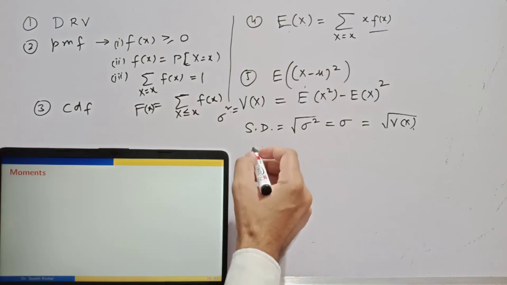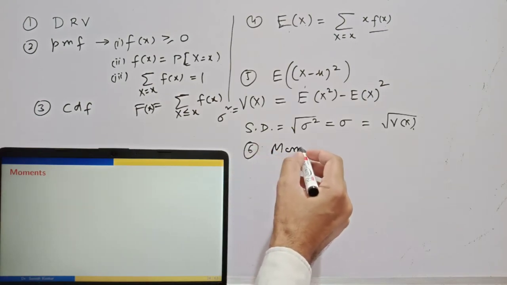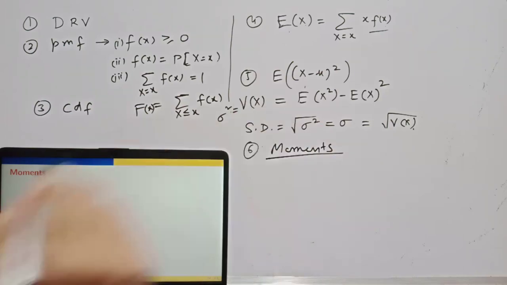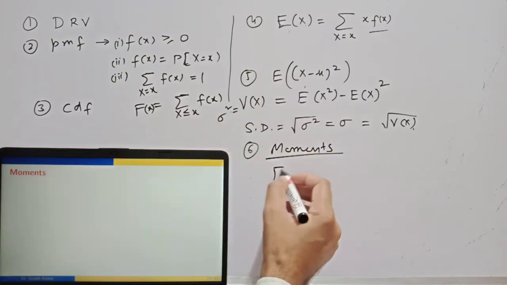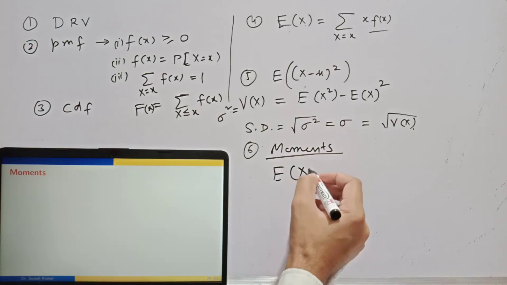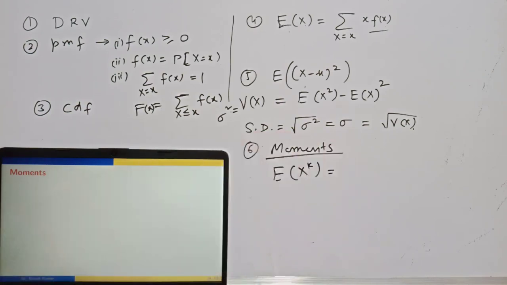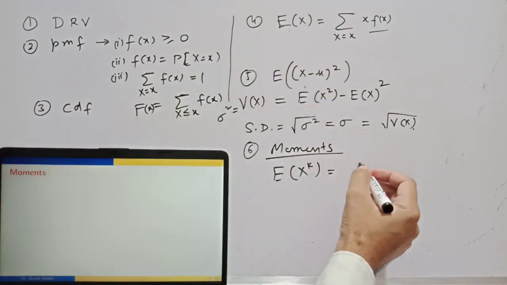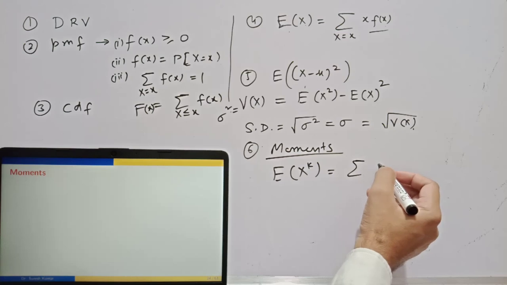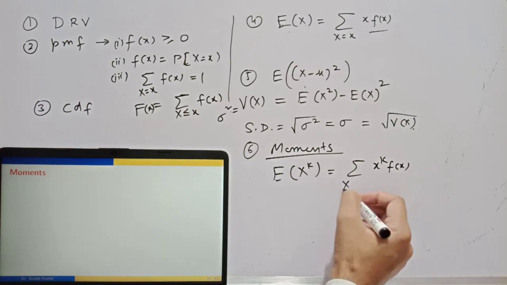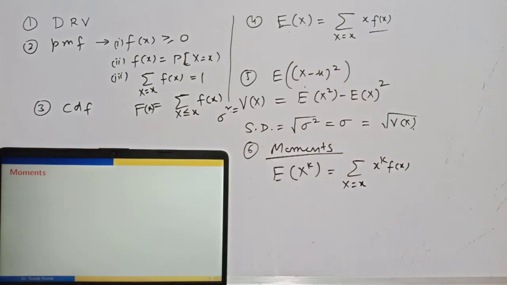What are moments? The kth moment of a random variable x is defined as the expectation of x power k. If f(x) is the PMF of x, then you can write the sum over all values of x of x power k f(x). This is defined as the kth moment of x. In fact, it is the moment about x equal to 0.